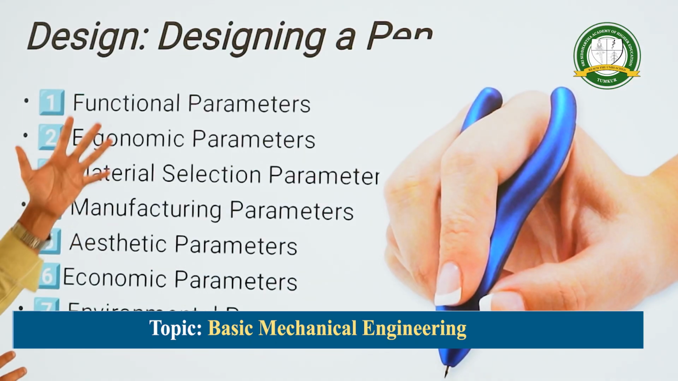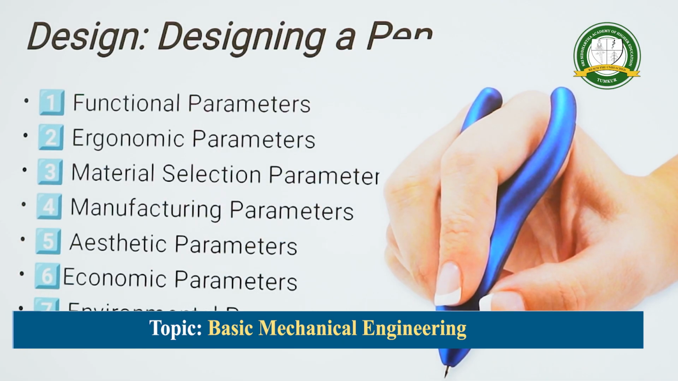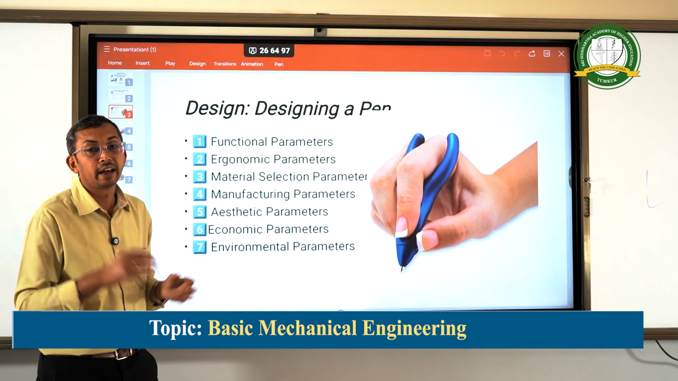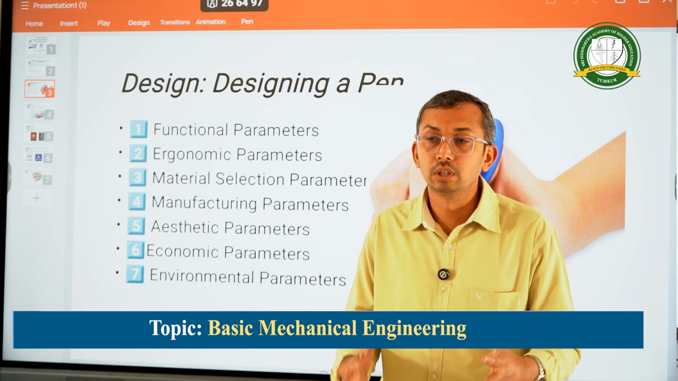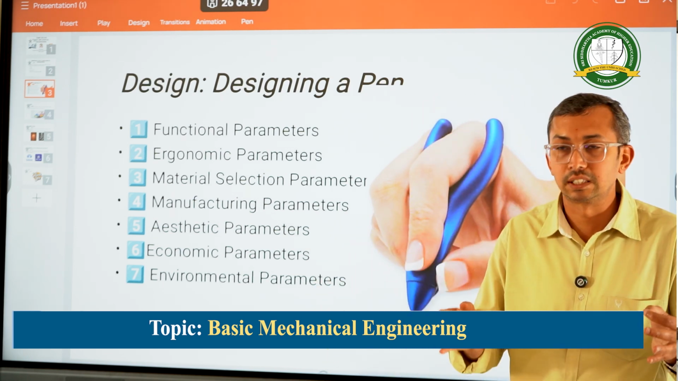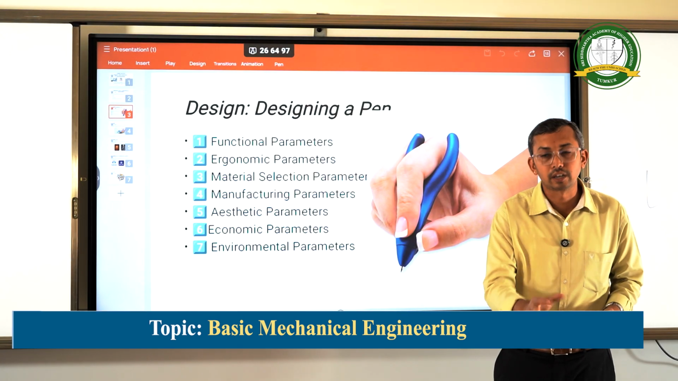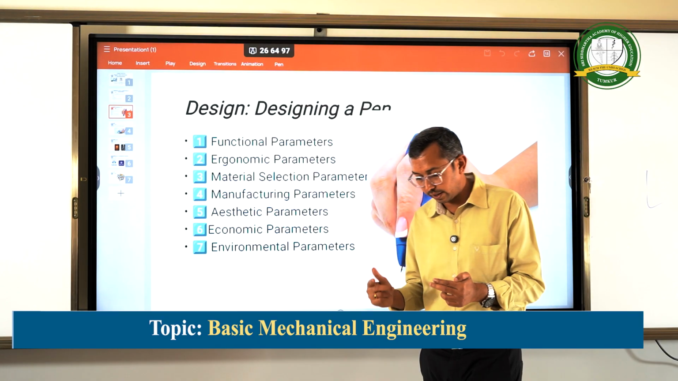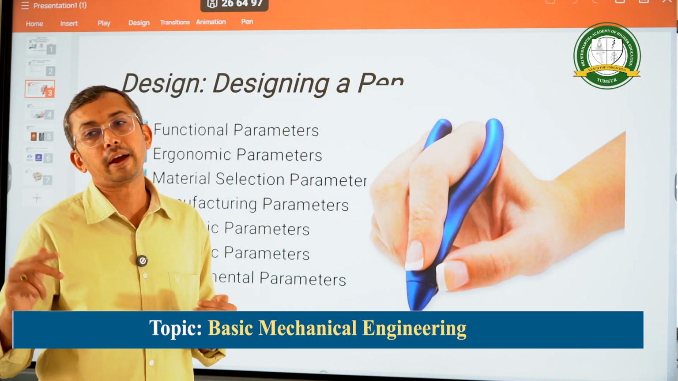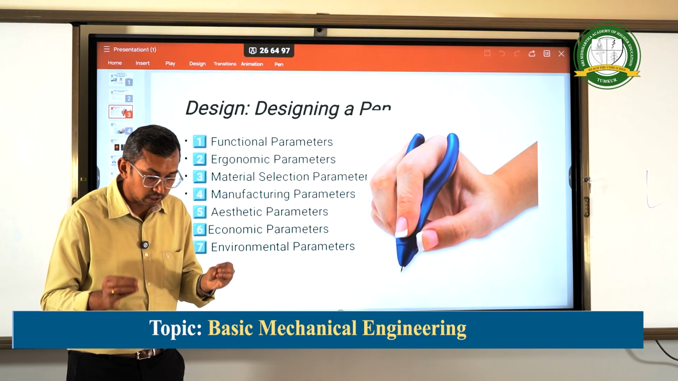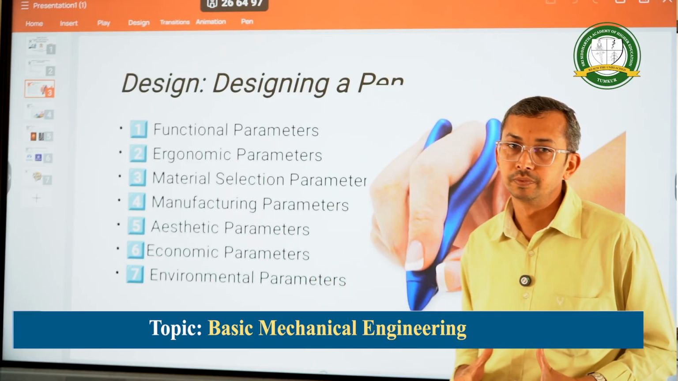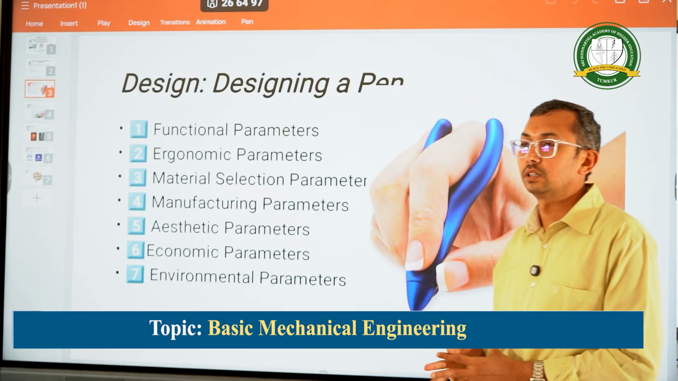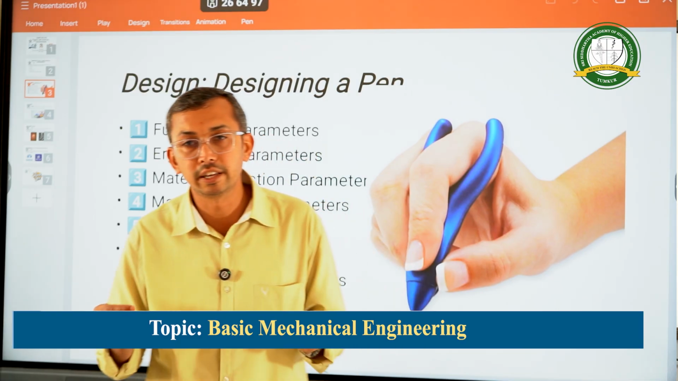Okay, so these are the various parameters we need to consider when designing a pen or any product. And the last and main parameter is the environmental parameter. Nowadays you know that we should design any product for sustainability, and after use how we are going to replace that product, what is the environmental impact of that product, all that you should keep in mind before designing a pen or any product. So these are the various parameters that you need to consider while designing any product.